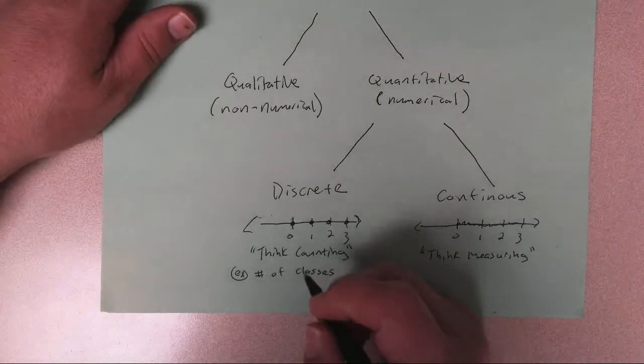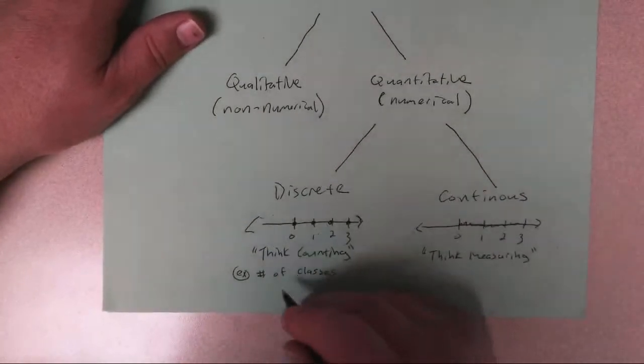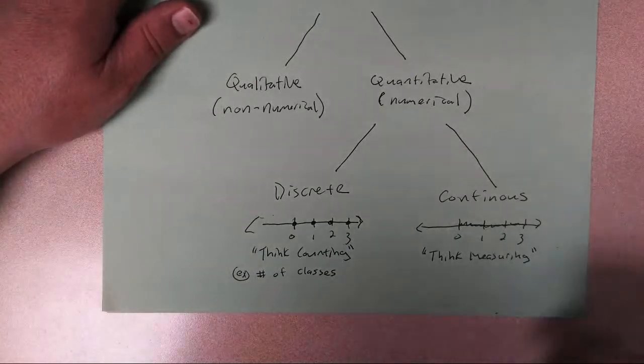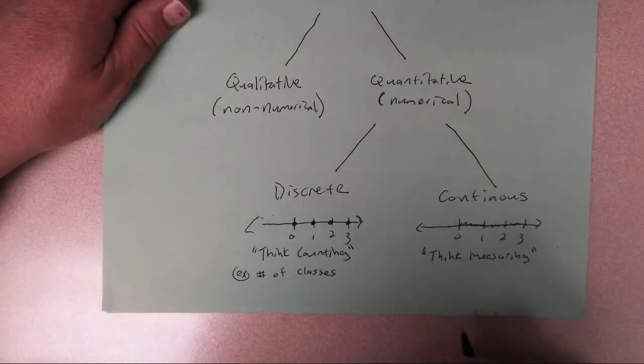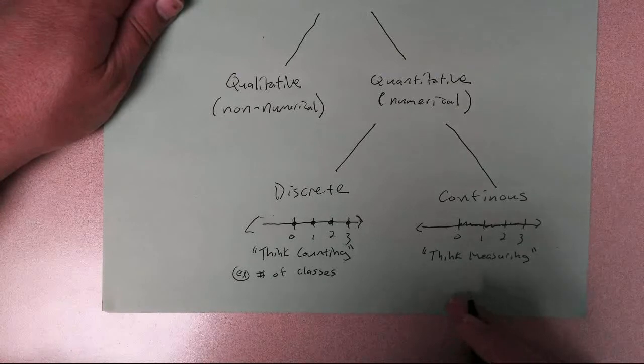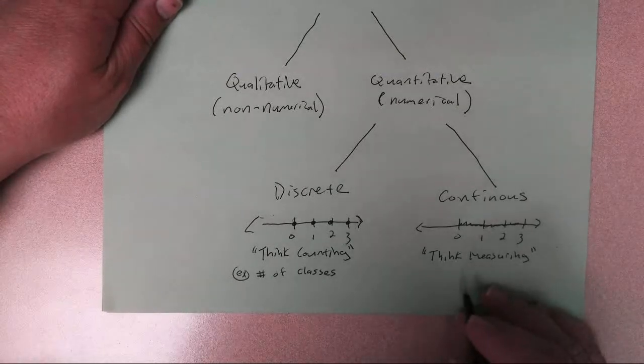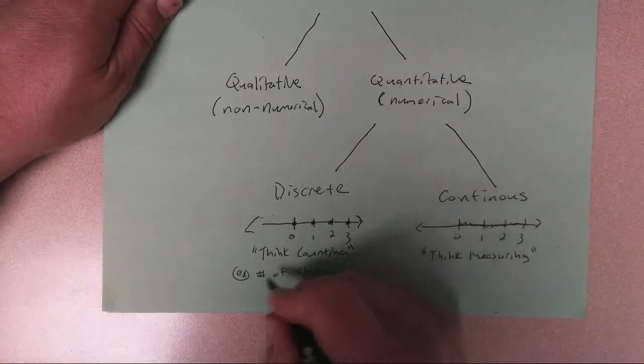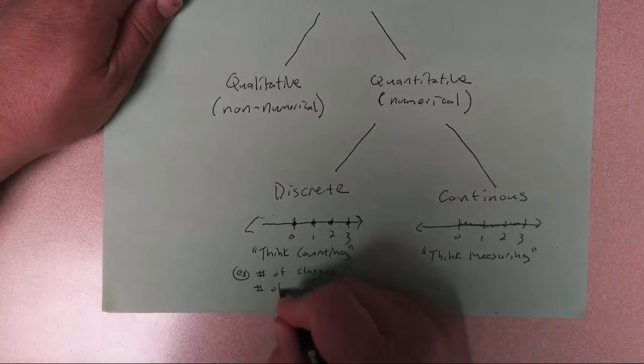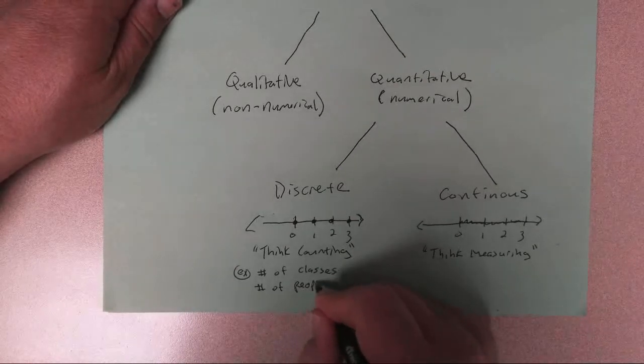What's another? I want to think of an example where I don't have to say number of this, number of that. I'm not sure. So number of classes, number of people. I'll just leave it at that.